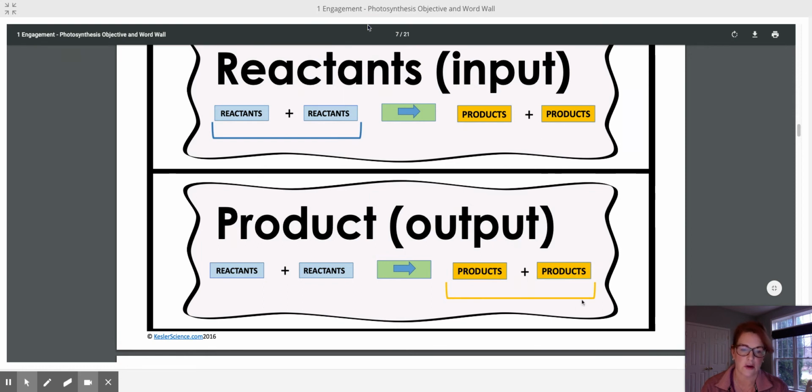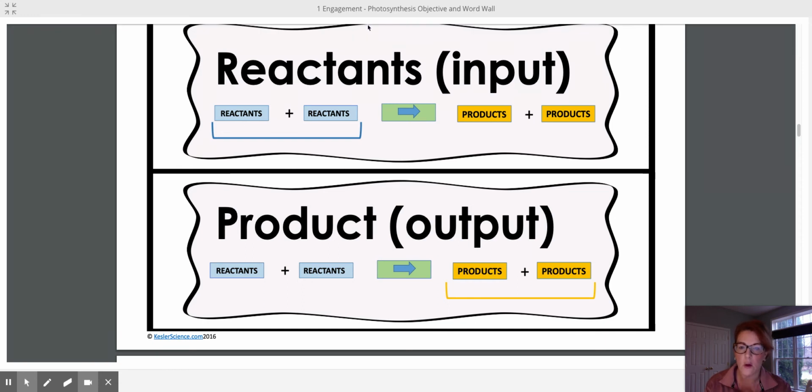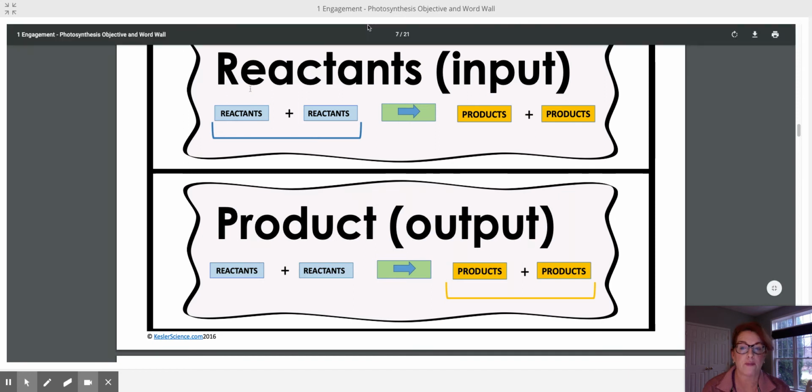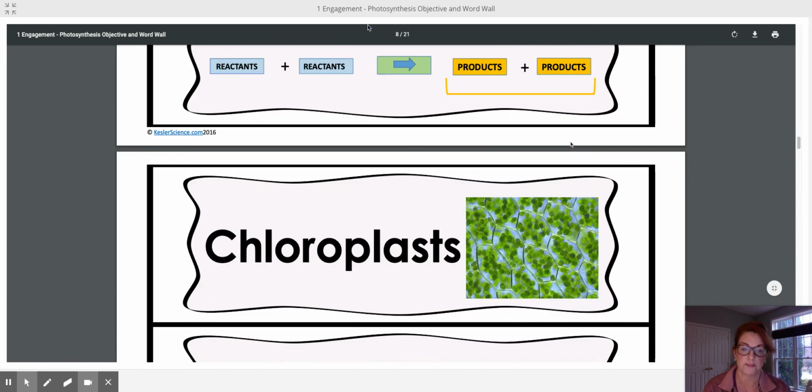Same thing down here. They're just showing it a little bit differently. So what's going in and then what's coming out as our product. I just want you to keep that in mind. We're going to put in our carbon dioxide and our water as reactants. And what's being produced on the other side is oxygen for us to breathe and glucose, or sugar.